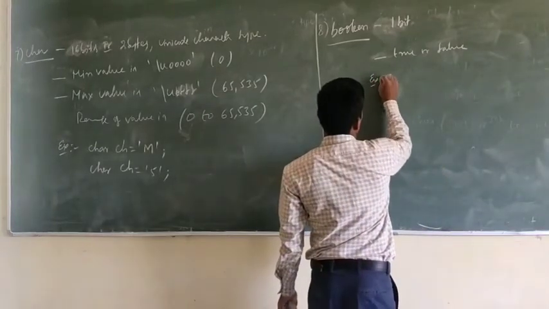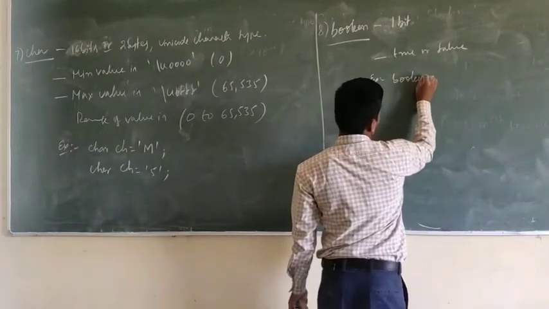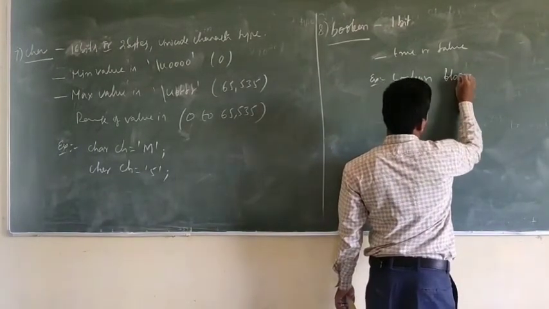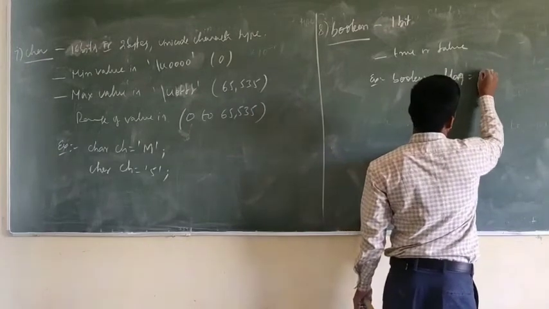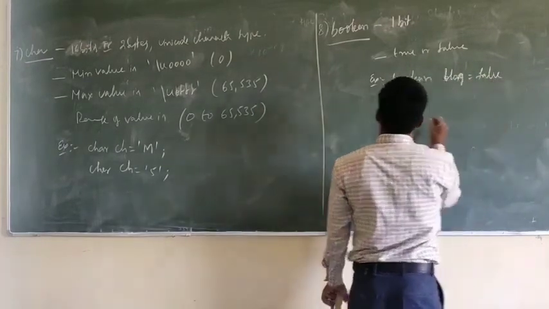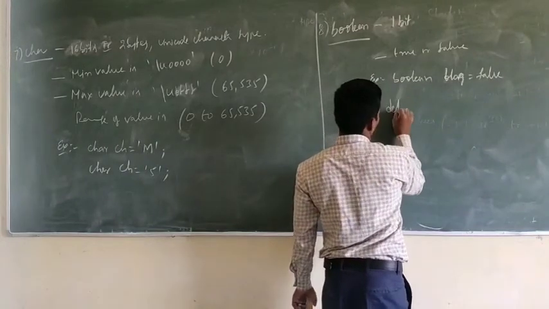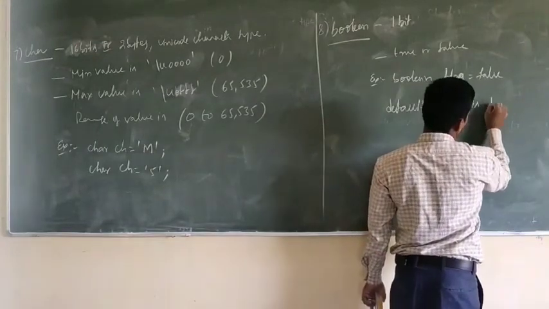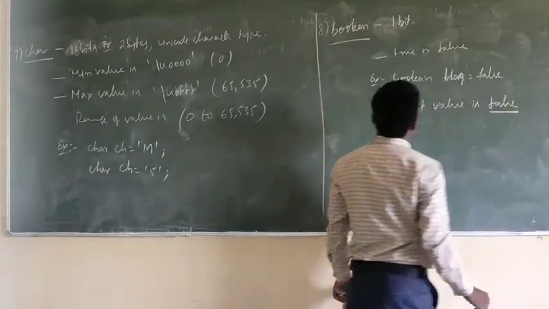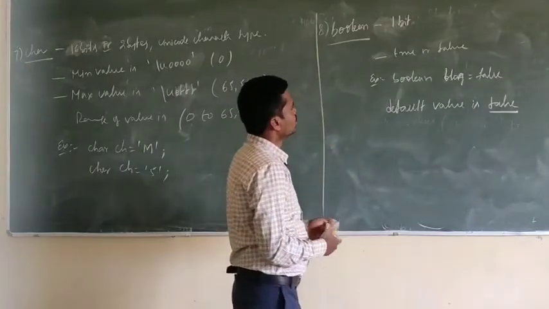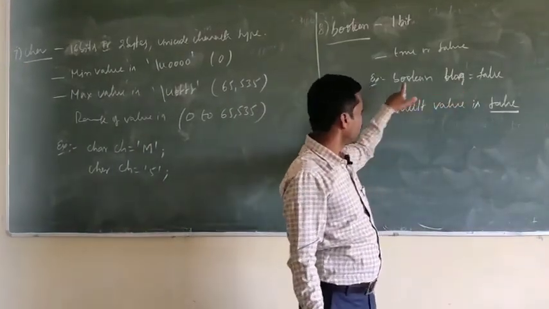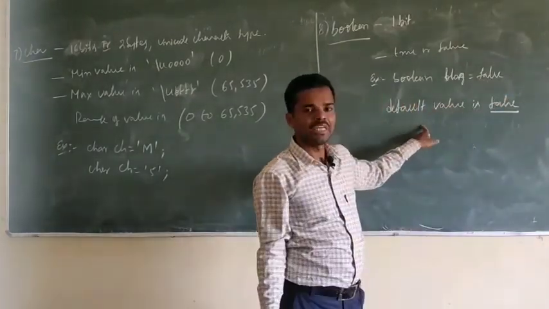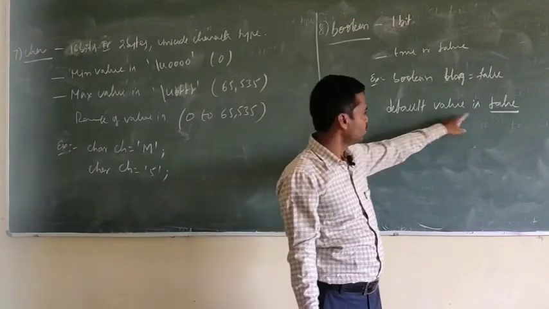So example for Boolean is: boolean flag = false. So the default is what? Default value is false. Understood? So here flag is a variable name of type Boolean, and this flag contains what? False. Suppose if you are not given any value to the Boolean type, by default it will take what?